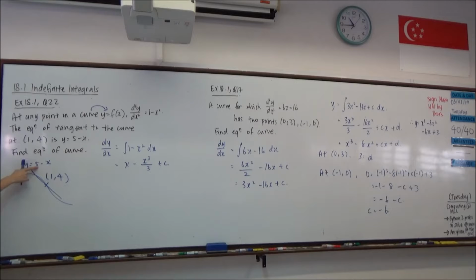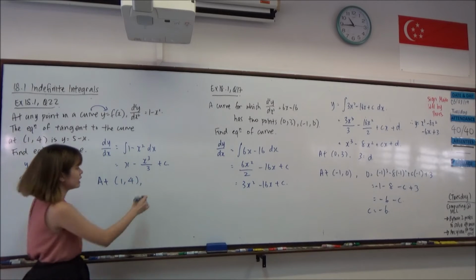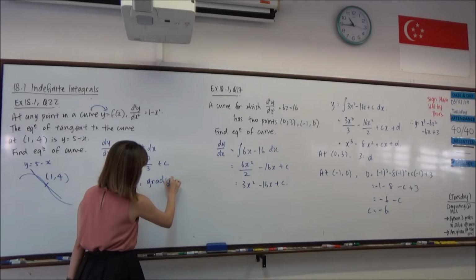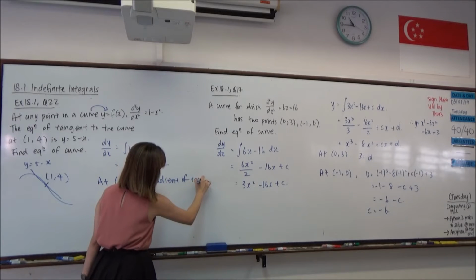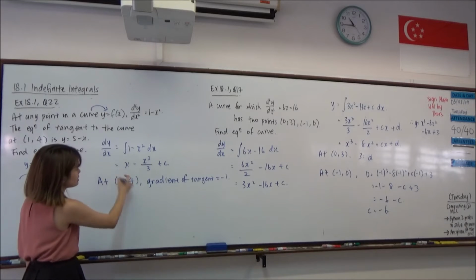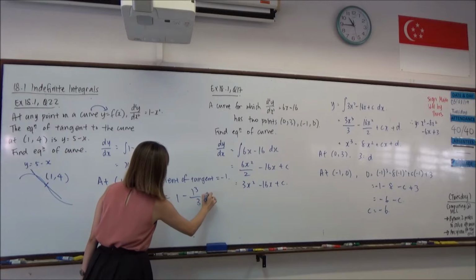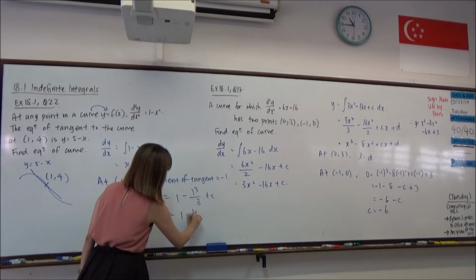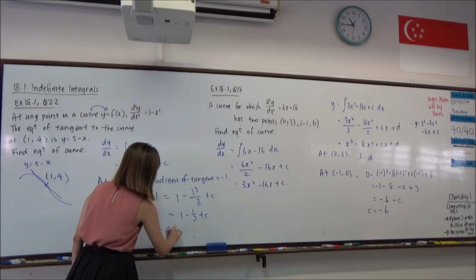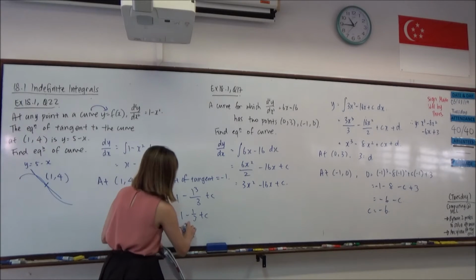Okay, and this gradient value is happening when x is equal to 1. So at the point 1, 4, we know that the gradient of the tangent is negative 1. So in other words, using this one that we have over here, we would be able to find out what is the value of C. So C is equal to negative 5 over 3.